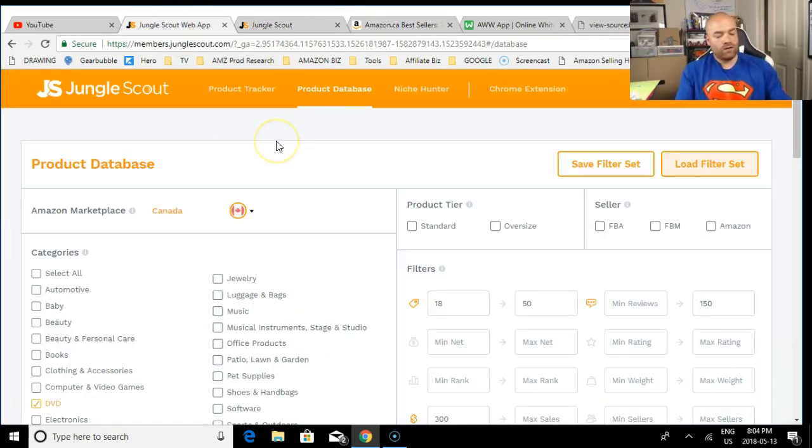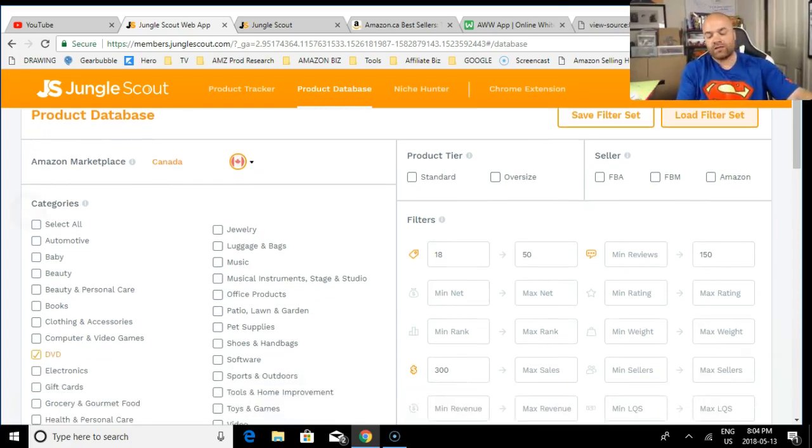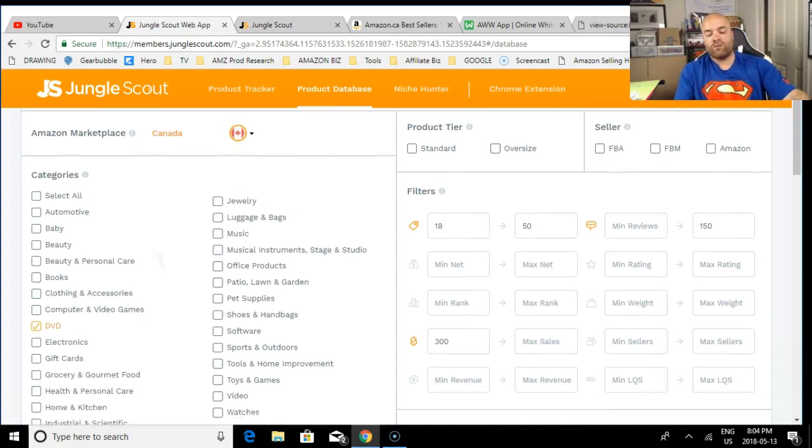When I'm on Jungle Scout, this is their product research tool, this is their web app. And in their web app, you can filter through their products. If you don't know how to use it, go figure it out. I have lots of videos on that. Jungle Scout has tutorials on that. But essentially what you want to do is put in your filters.